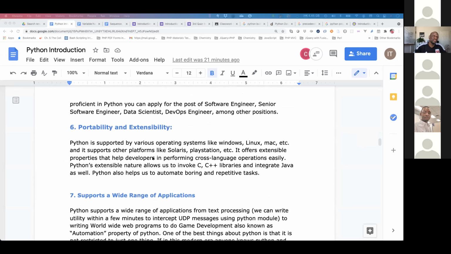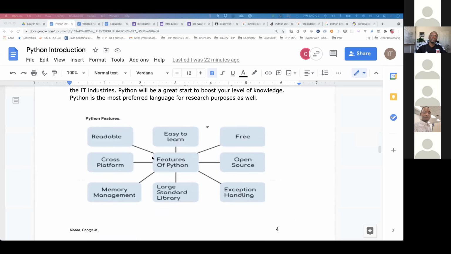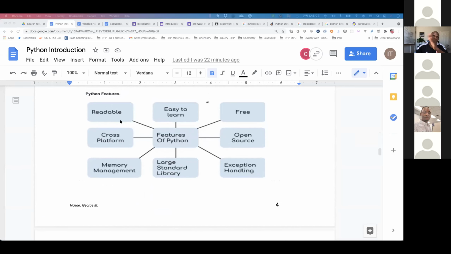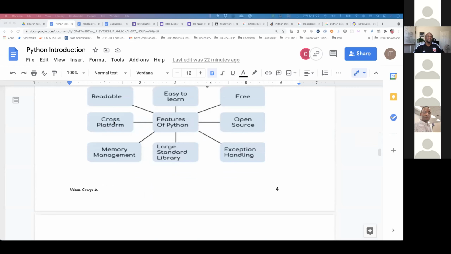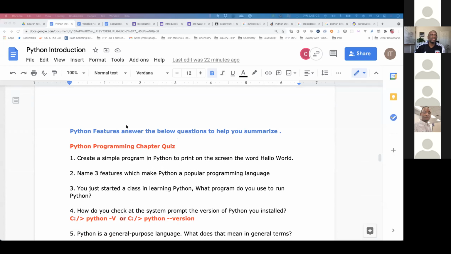In addition, it's very portable and it's extensible. Supports a wide range of applications. So all these are in your notes. Readability, easy to learn, free, cross-platform, memory management, exception handling, open source. It's all good. In addition to that, we answered some of the questions here.